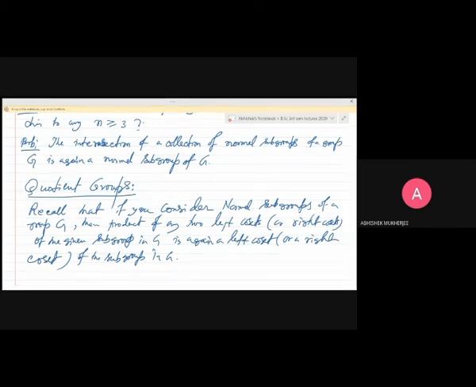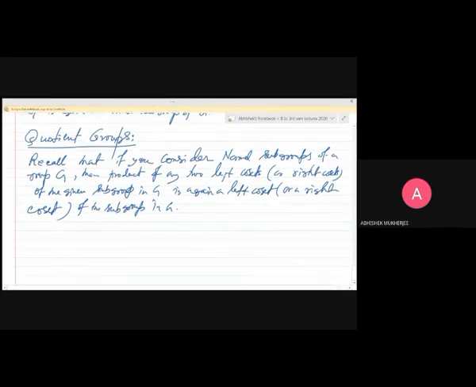So this tells you that if you consider the product operation, then this will give you a binary operation on the set of all distinct left cosets or the set of all distinct right cosets of the given subgroup H in G, whenever H is normal.